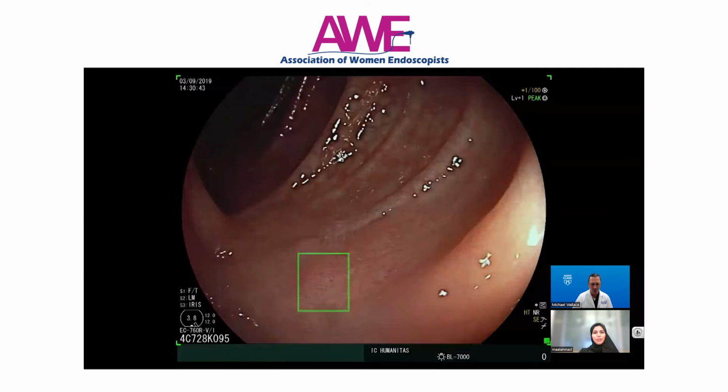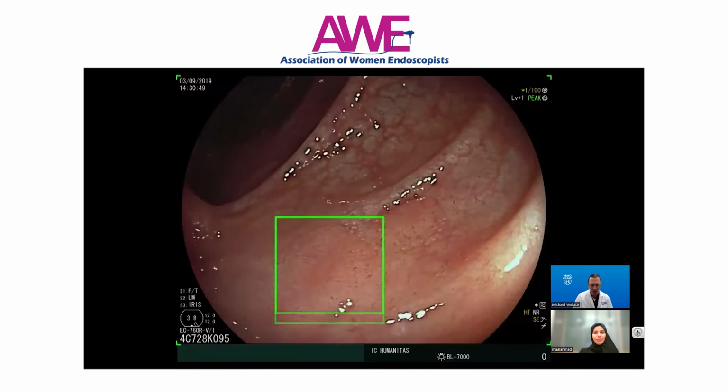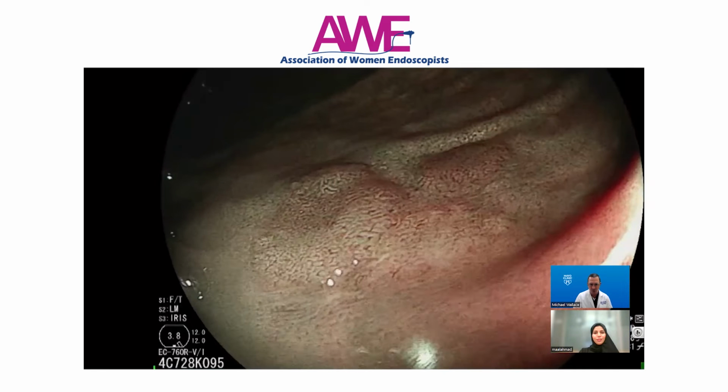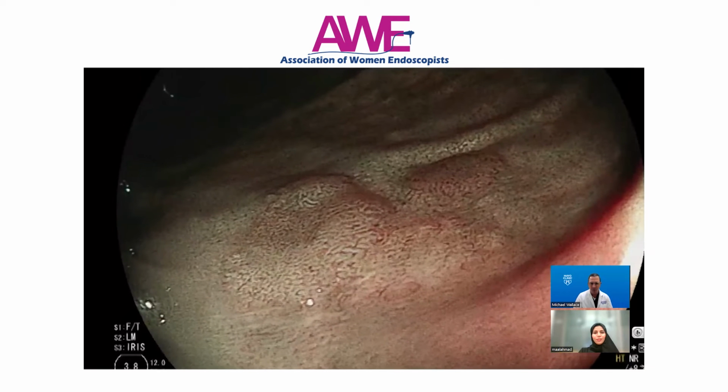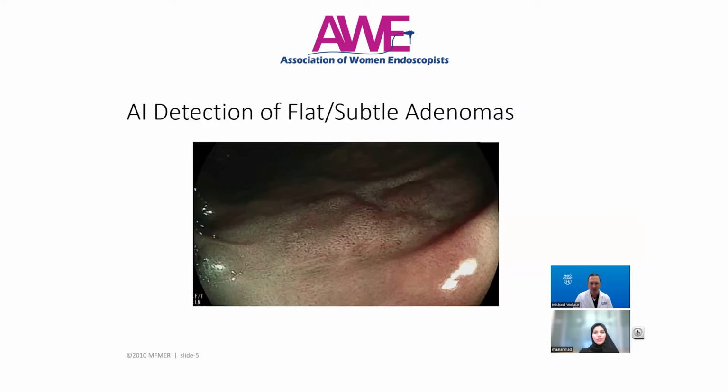So this is a video recording of one of the systems. This happens to be the GI Genius system, and it shows how these systems work. It's real time. As you're doing your pullback during colonoscopy, it puts a so-called bounding box, in this case, a green box around this polyp. I chose this video because it was a somewhat difficult polyp to see otherwise. We're currently in narrowband imaging mode, but you can use white light mode or other blue light modes.